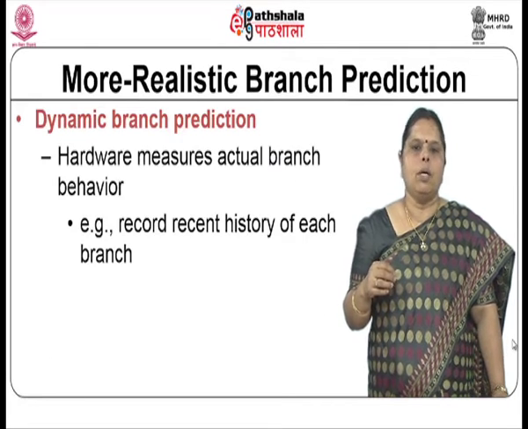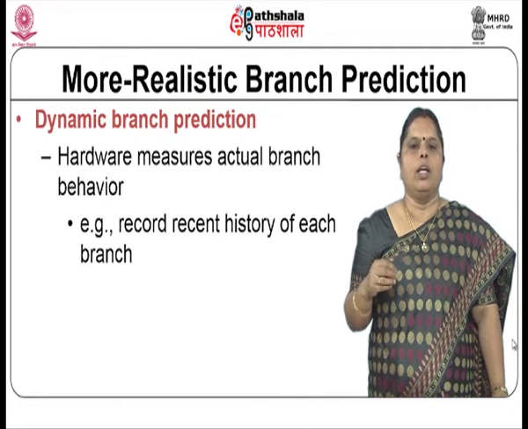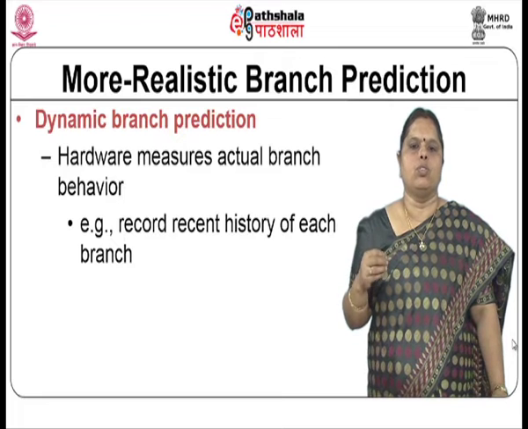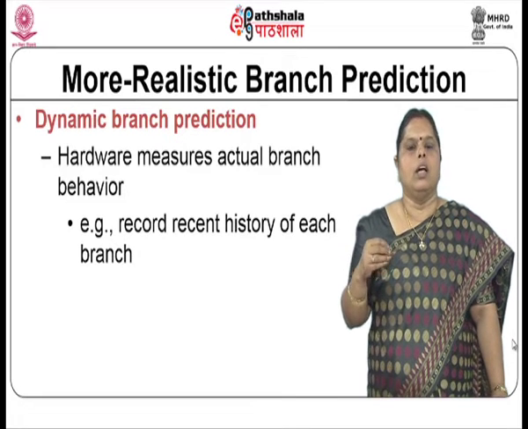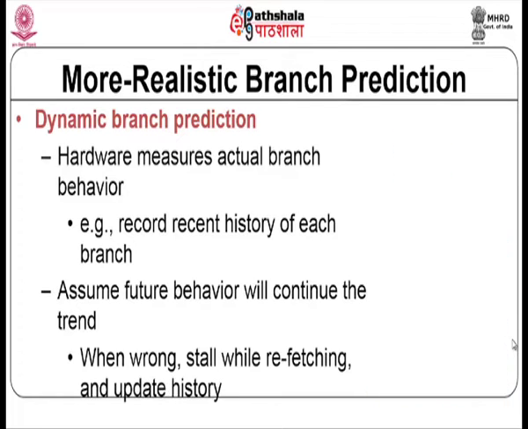So, if you look at dynamic branch prediction as against static branch prediction, it is a hardware technique which is used to do the prediction about branches. The hardware records the recent history of every branch, and based on that it is going to make a prediction about the branch. The basic idea here is it assumes that the future behavior of branches will also continue with the trend. If the trend does not continue and you have gone wrong with the prediction, then you will have to stall the pipeline while refetching and also update your branch history, so that the next time you will get the proper information from the branch.